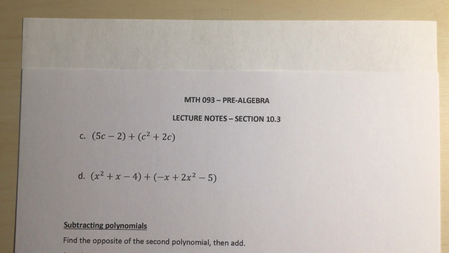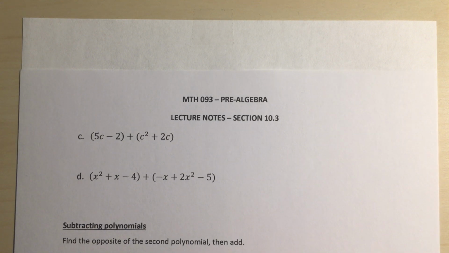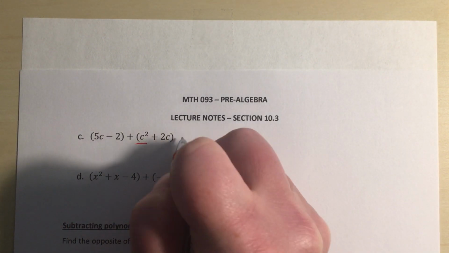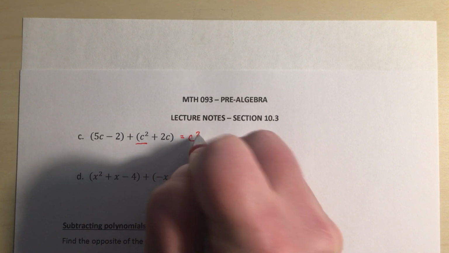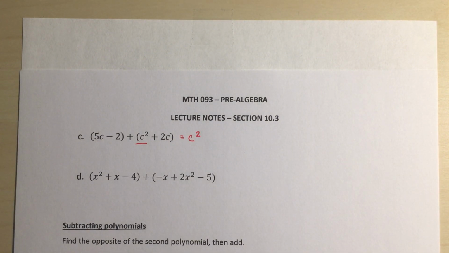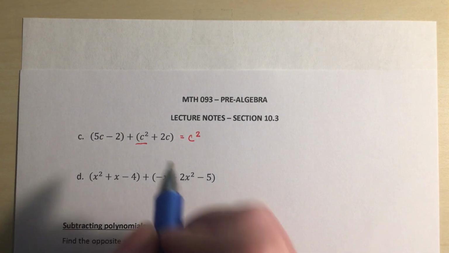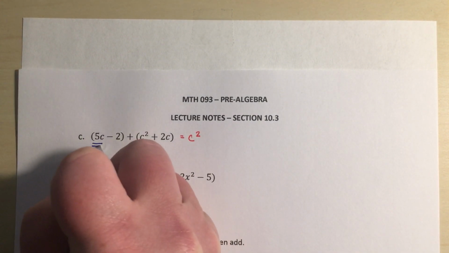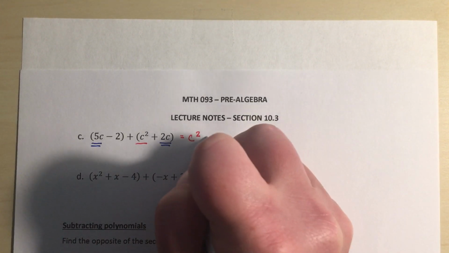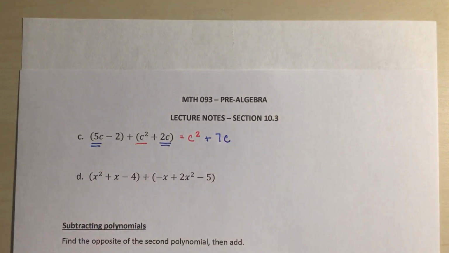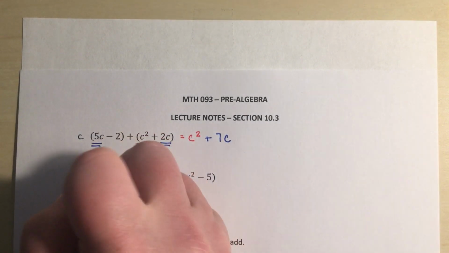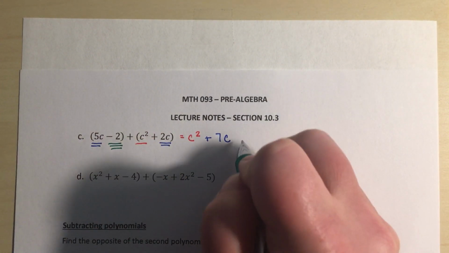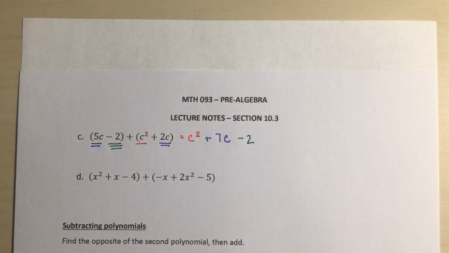For c, we're going to start with our highest degree term. Our highest degree term is c squared. We don't have any other like terms, so that's just going to stay c squared. Then we have a +5c and a +2c, which is going to give us a +7c. And a number left over, -2. No like terms to match it up with, so we're just going to keep that on the end. So this is a case where we take a binomial plus a binomial and we end up with a trinomial for an answer because all of our terms weren't like terms.